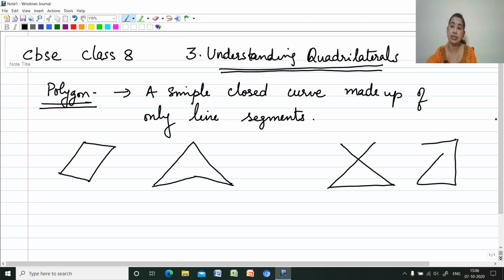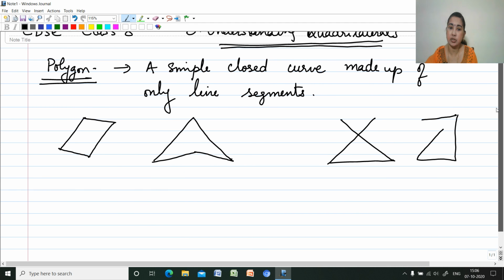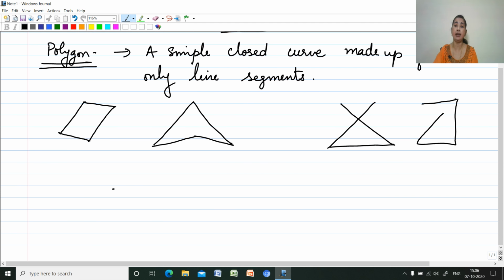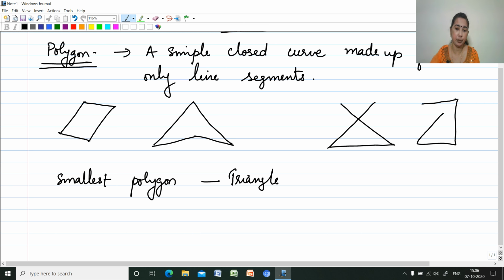And the smallest polygon is the triangle. It is a three-sided figure, made up of three line segments. It is a closed figure, and it is the smallest polygon. So we'll study some of the polygons, I'll show you here.